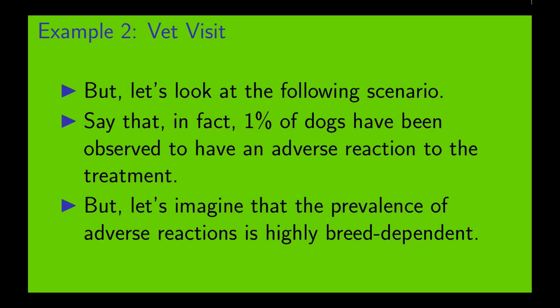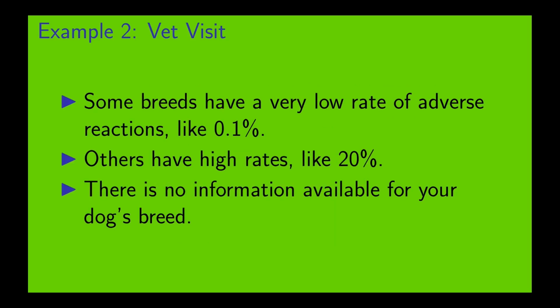But let's look at the following scenario. Say that, in fact, 1% of dogs given the treatment have been observed to have an adverse reaction. But let's imagine that the prevalence of the adverse reactions is highly breed dependent. Some breeds have a very low rate of adverse reactions, like 0.1%. Others have high rates, like 20%. And unfortunately, there is no information on your dog's breed.